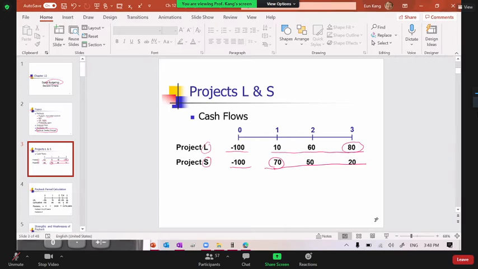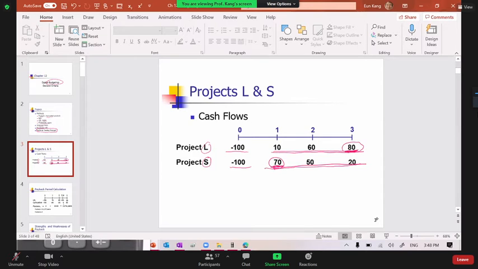If there is no time value of money, then a distant cash flow is the same as an early cash flow. No time value of money means no interest. So present value and future value, no difference. Then you just add them up: 10, 60, 80, 150. This one, 120, 140. So $10 more, it is better. But as you know, there is time value of money, there is interest, the cost of capital. So that's why it's not that easy.